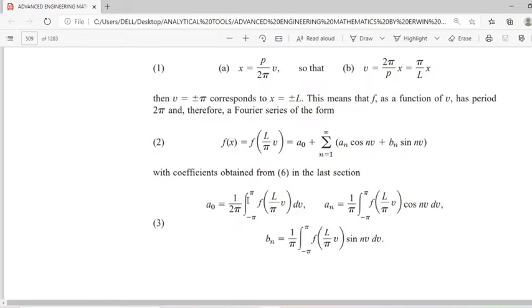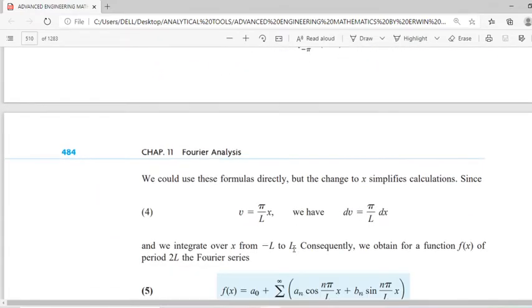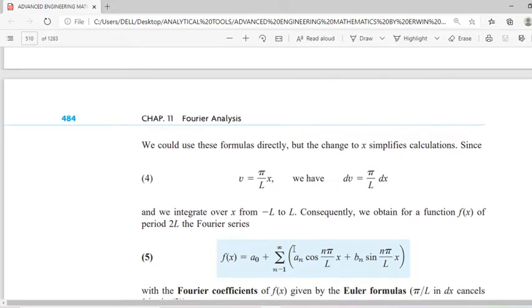So a naught will be equal to 1 by 2 pi into the integral from minus pi to pi of f of l by pi v dv, and an, as we saw in the previous section, is equal to 1 by pi into the integral from minus pi to pi of f of l by pi into v cos nv dv. bn is equal to 1 by pi into the integral from minus pi to pi of f of l by pi v sin nv dv. We have taken v equal to pi by l into x, so that dv equals pi by l into dx. We can replace that.